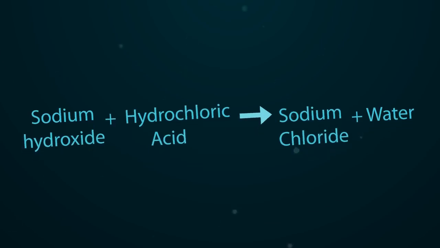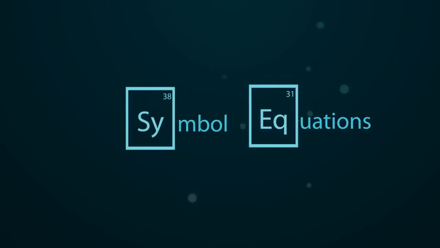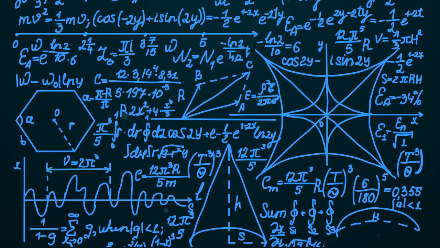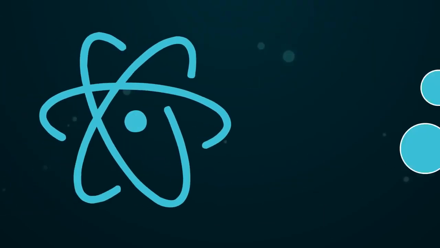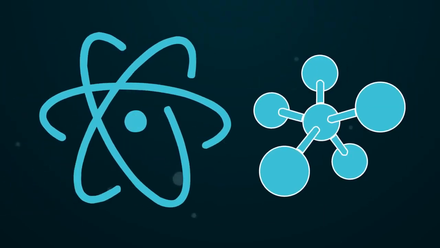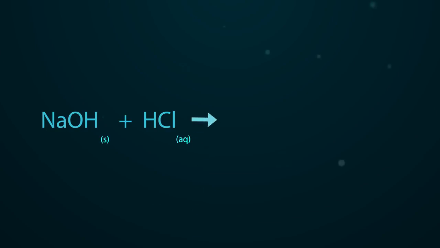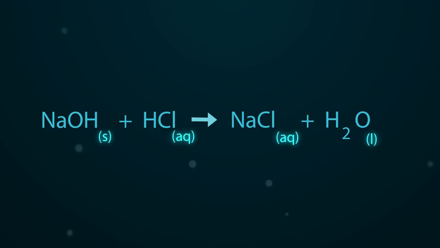A word equation provides a good summary, but a symbol equation provides more information. It shows more detail and allows us to see how many atoms and molecules are involved in each reaction. So if we look at the neutralization equation again, the symbol equation is written NaOH plus HCl as the reactants, then an arrow to indicate the irreversible reaction, which gives NaCl plus H2O as the products.